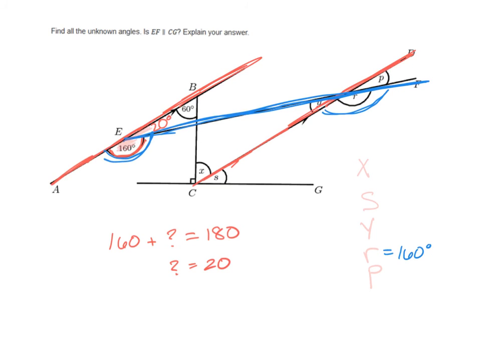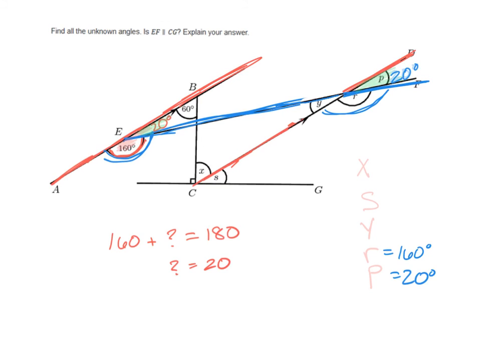All right, so that means P, if you can look here. And remember, there's a ton of different ways you can do this. This is just the way my brain's looking at it right now. Those angles, red and blue, are also corresponding because they're both above my transversal and to the right of each of my parallel lines. So I know P is 20 degrees, and I need to clean up this mess because I lost my variable.